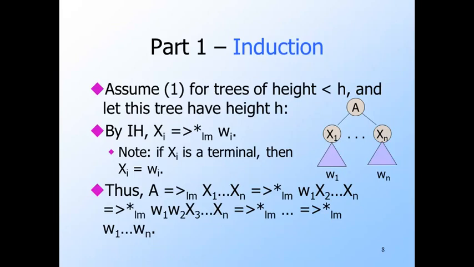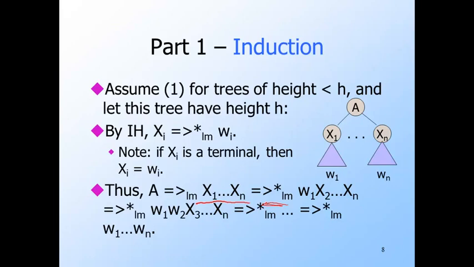We can put together a leftmost derivation of w from A as follows. Start by applying the production at the root. So the second step is x1, x2 up to xn. That's this. Now we need a leftmost derivation of w1 from x1. If x1 is a terminal, then it equals w1, so we're already there. And this step is then really 0 steps.